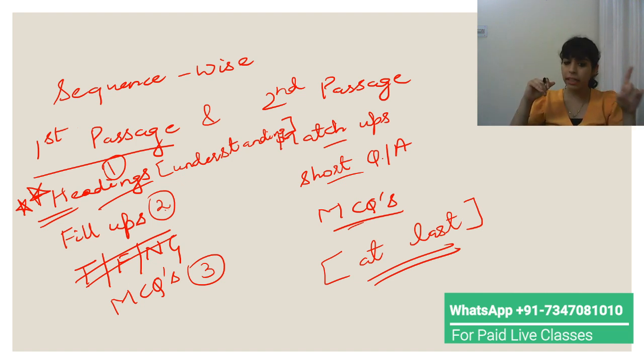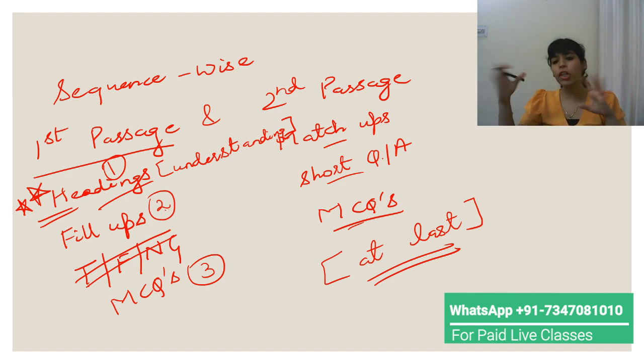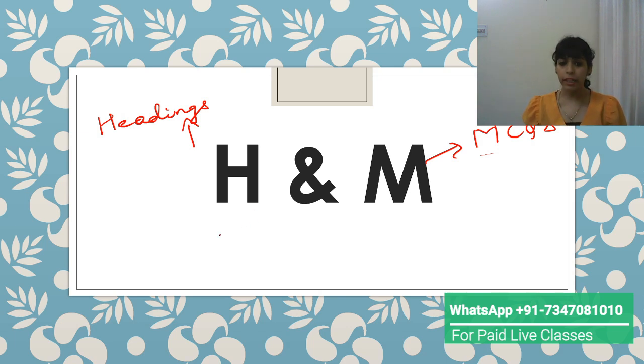अगर एक passage में headings भी हैं, fill-ups भी हैं, MCQs भी हैं, you're going to do headings first and MCQs at the end. But if in the second passage you have matchups, short question answers and only MCQs, then you will do MCQs हमेशा ही end में, headings हमेशा first में, irrespective of the passage number. So do any passage, but do headings always at first and MCQs at the end. That's why the name of the technique is H and M. H comes first and M at the end. So सबसे पहले headings करो, बाद में multiple choice questions करो.